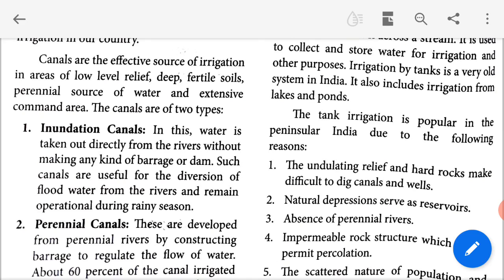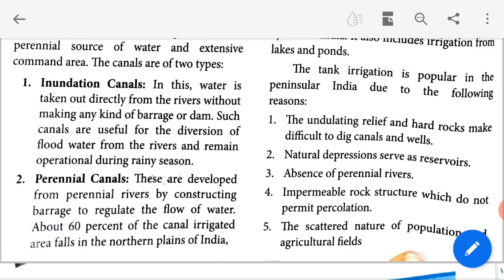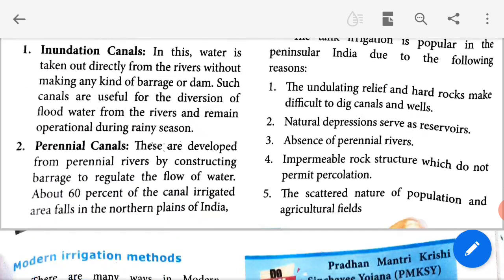In inundation canals, water is taken out directly from the rivers without making any kind of barrage or dam. Straight away water is taken from the river and used to irrigate the plants, but they don't construct any kind of dams across the rivers. Such canals are used for diversion, that is changing the course of flood water from the rivers, and remain operational during the rainy season. They divert the water they get during the rainy season and operate only then.